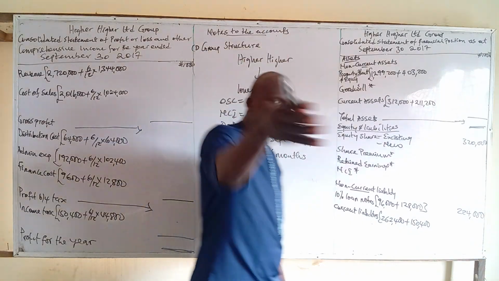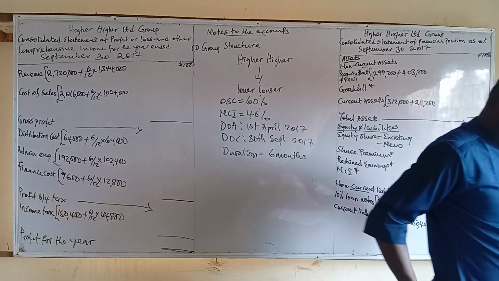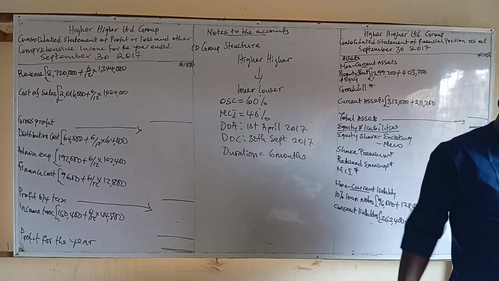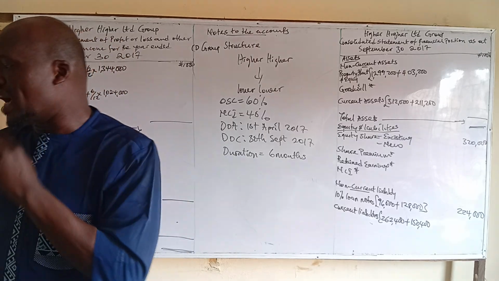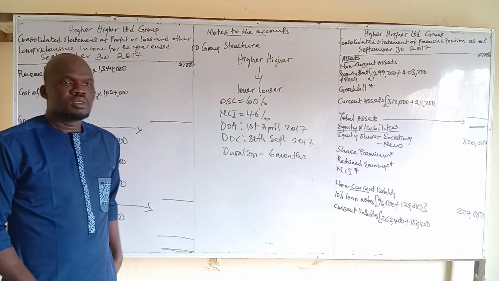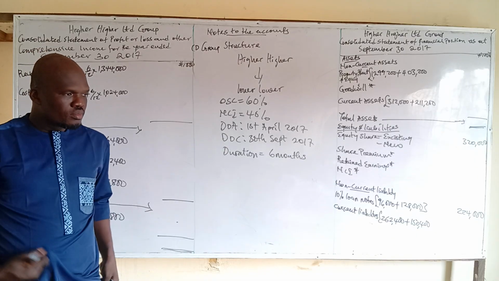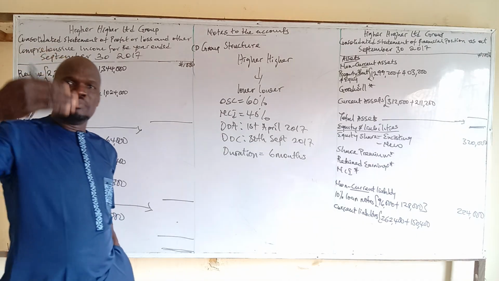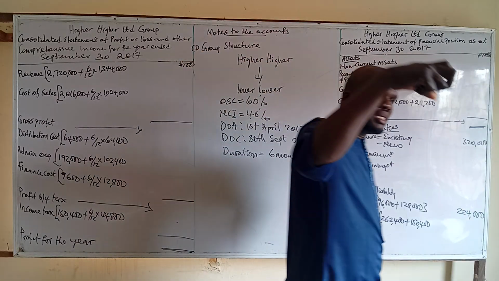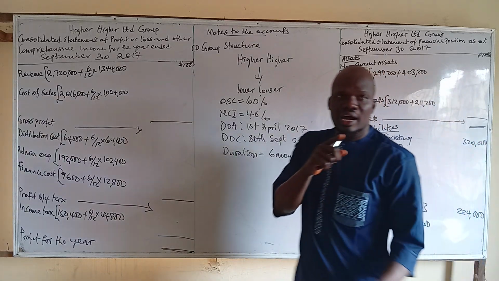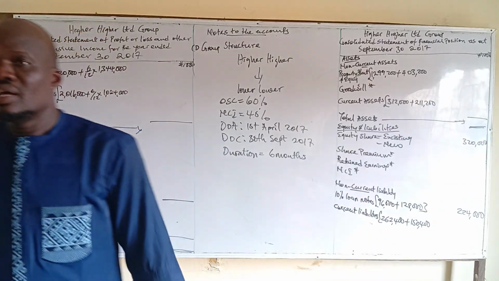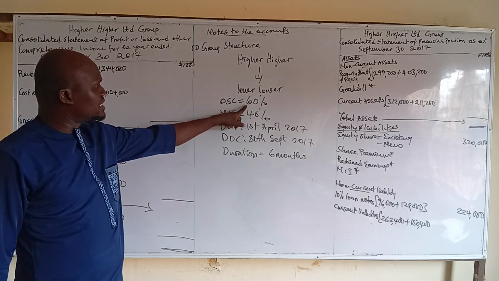Now let's go back to the additional information. How many additional information do we have? We are given 5. Let's read the first one, the first statement. We are told that on 1st of April 2017, ICAN acquired 60% of the equity share capital of lower.